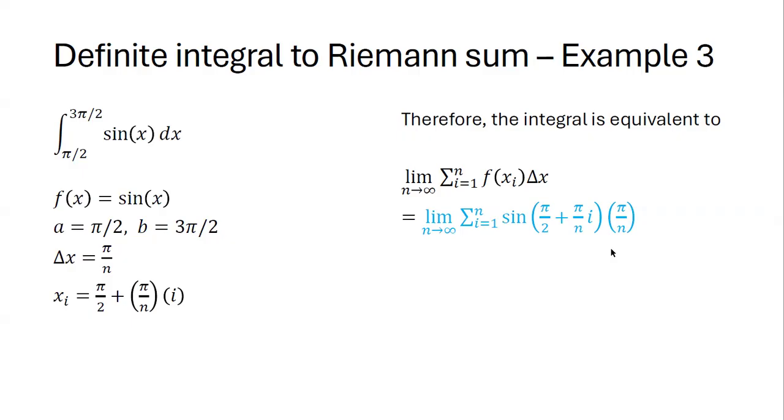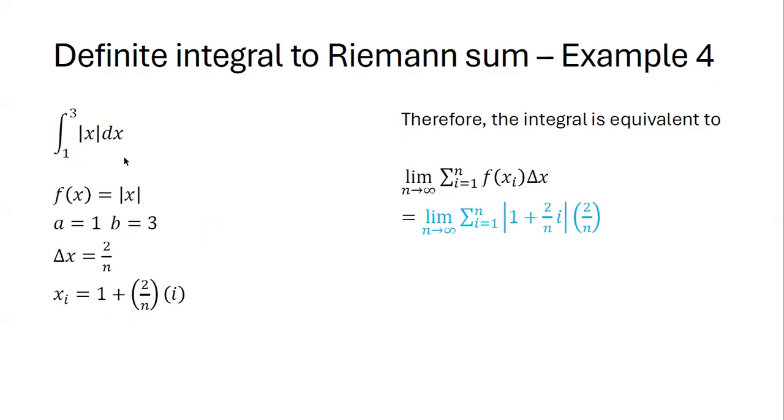Okay, so hopefully you see the pattern here. Example 4. Here's the absolute value function. Do we get intimidated by this? No, we do not. It's actually very straightforward still. Get the pieces as we did before.